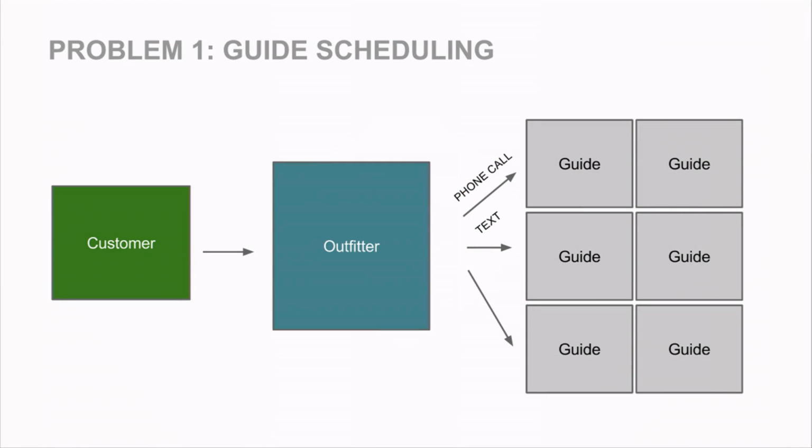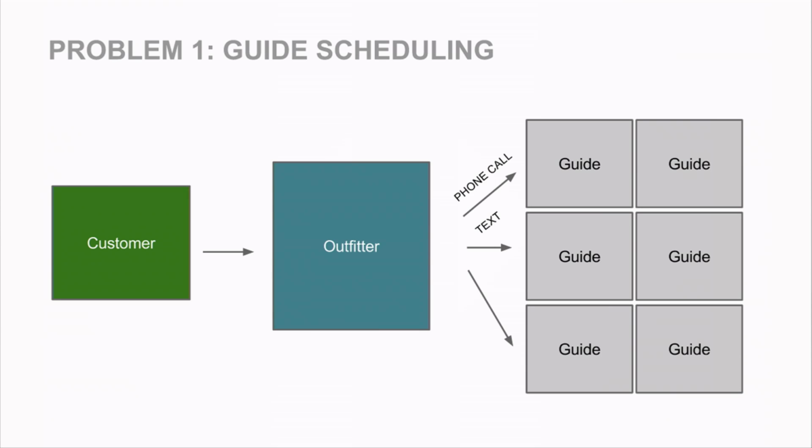The first problem, which is kind of a big one, is the guide scheduling. You have a customer, which is on the left-hand side, and then you have an outfitter. The outfitter is like the travel agent for the guide. So a guide can't get a fishing trip directly from a customer. They have to go through an outfitter.